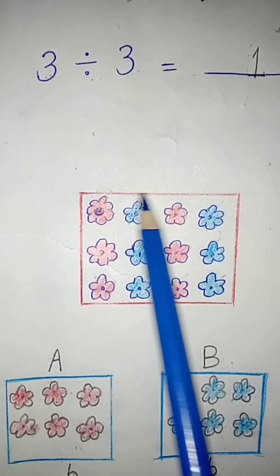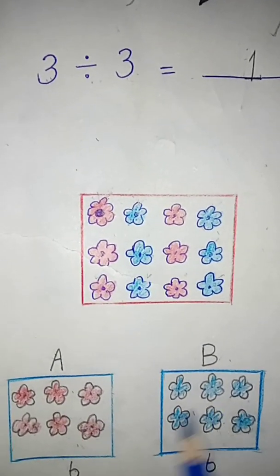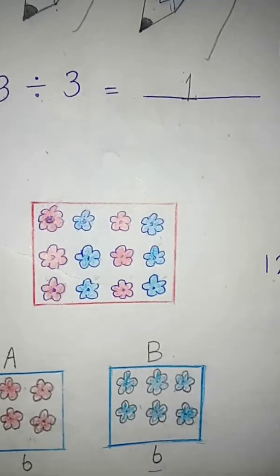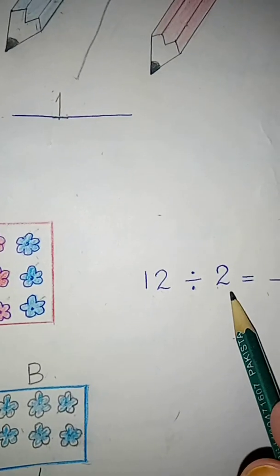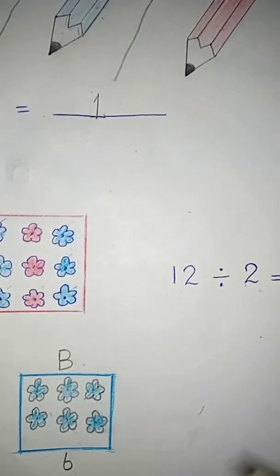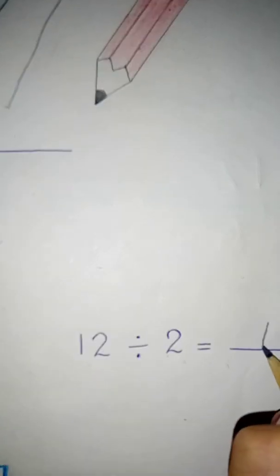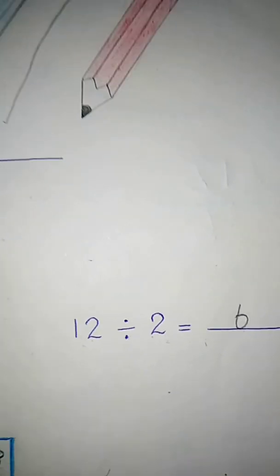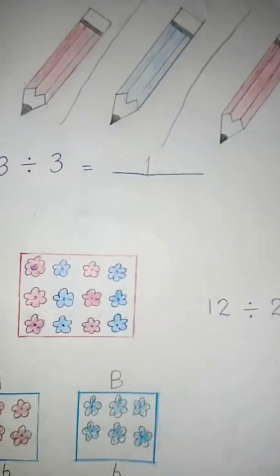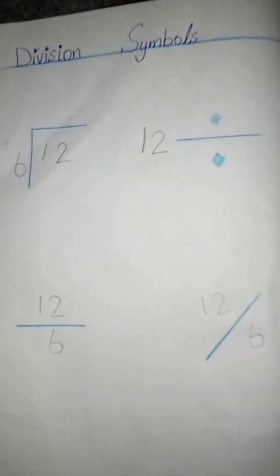So we divided 12 flowers into 2 groups equally. Now 12 divided by 2 is equal to 6. So our answer is 6. Right? 6.